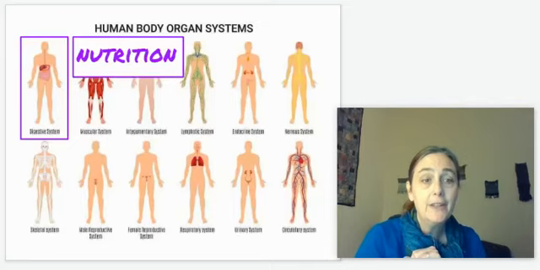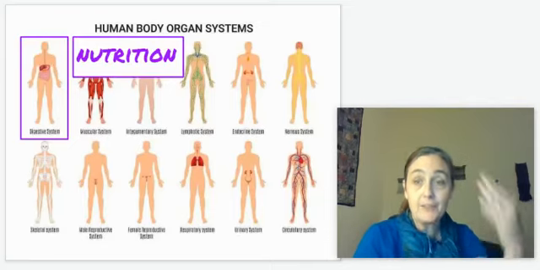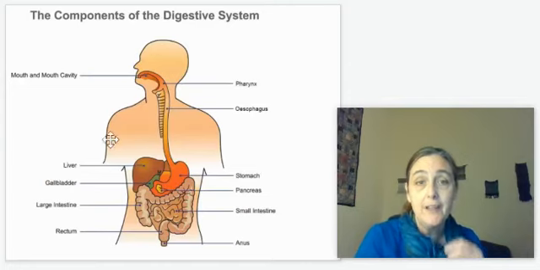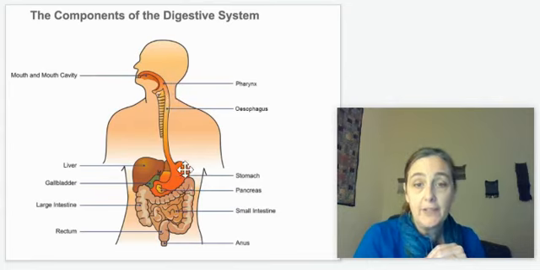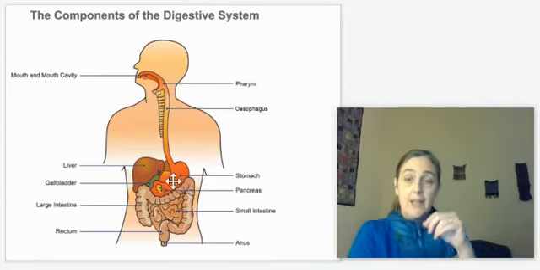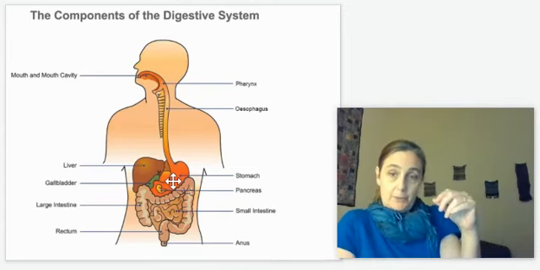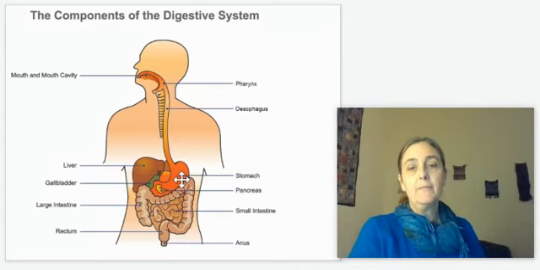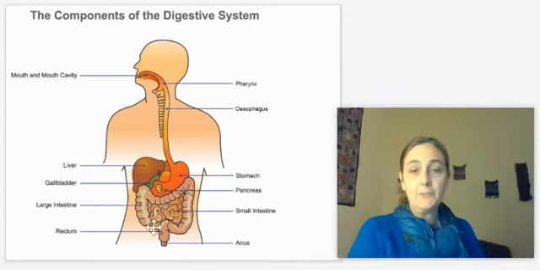And so the system that does all this, as we said, is the digestive system. And up close, it looks like this. We have the mouth and the esophagus that leads down to the stomach. And the stomach is just below your rib cage on the left. And then that leads into the small intestine, and that leads to the large intestine.